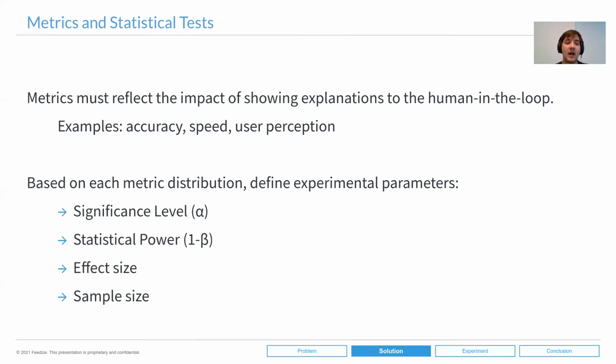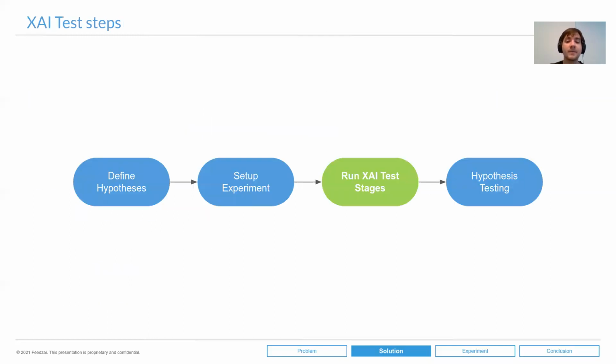And based on these metrics and their distributions, we have to define the experimental parameters of the experiment. So we have to define the statistical test, the significance level that we want for our statistical test, the power, the effect size that we want to measure, which is the difference in the distribution that we consider the minimum difference, and the sample size for our experiment. These are the basic parameters of an experiment.